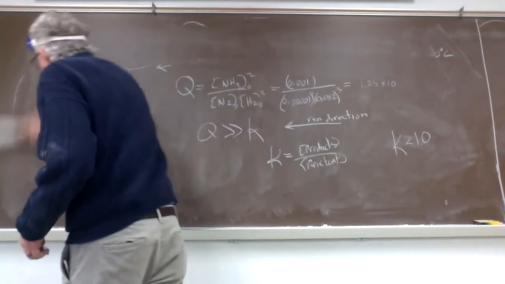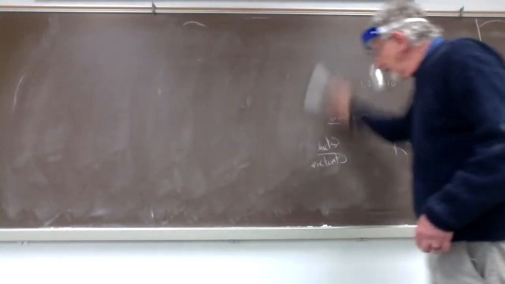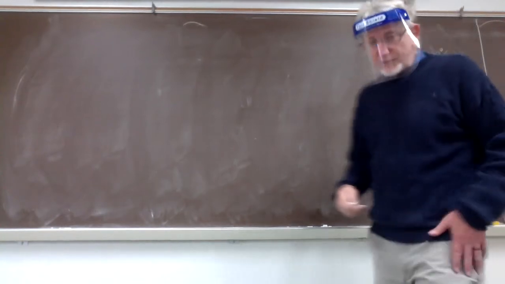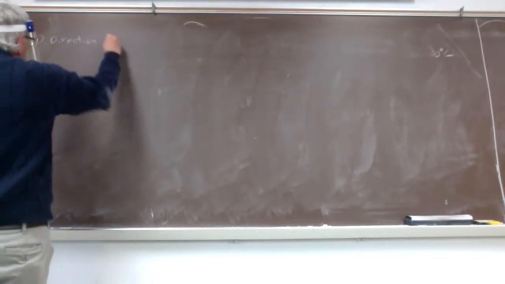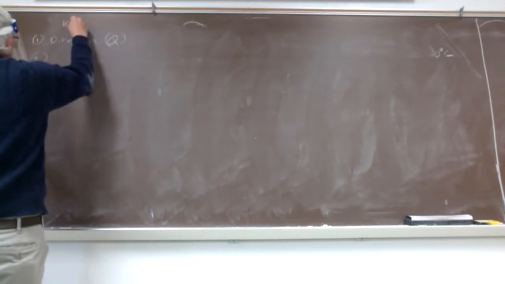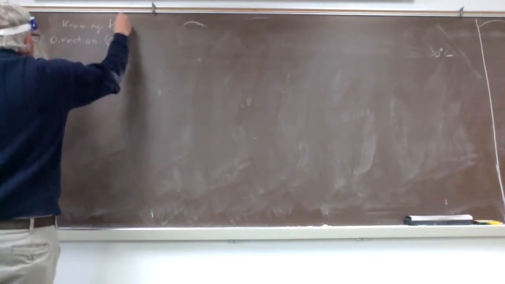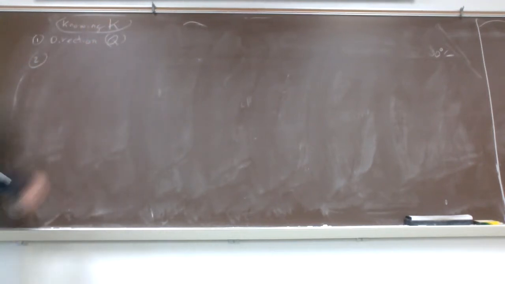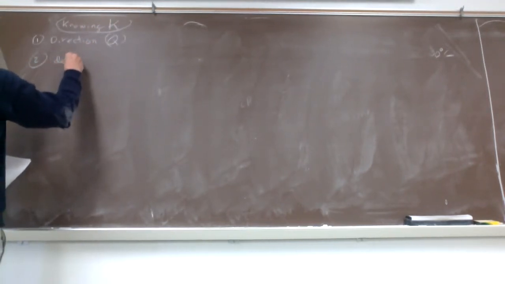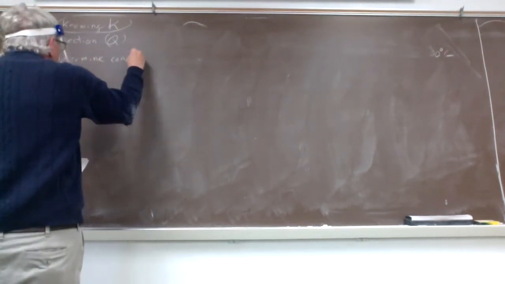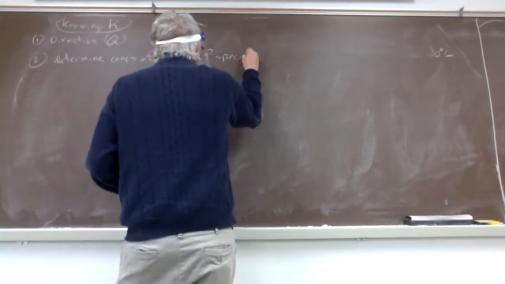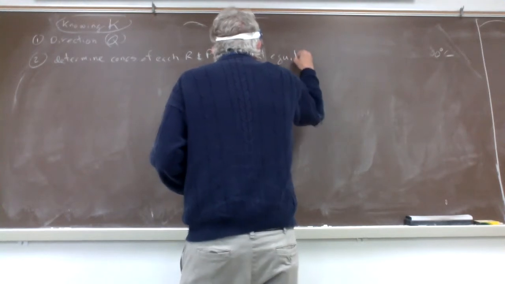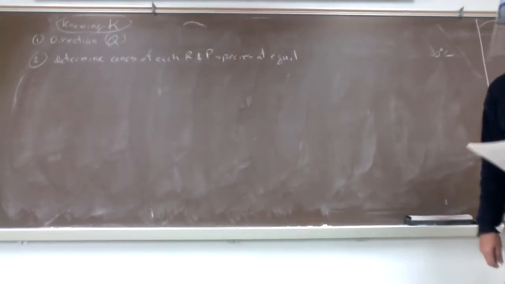Okay, now, the second important thing that we can do, given a knowledge of the equilibrium constant for a chemical reaction, is, using Q, knowing the value of the equilibrium constant, we can determine the direction of a reaction, and we can use it to determine concentrations of each reactant or species at equilibrium. So that's what we're going to look at now.